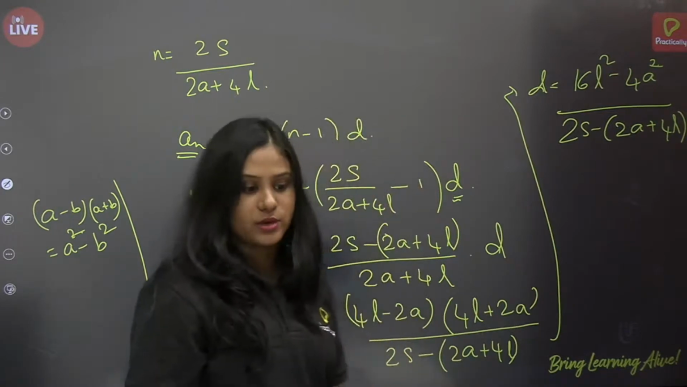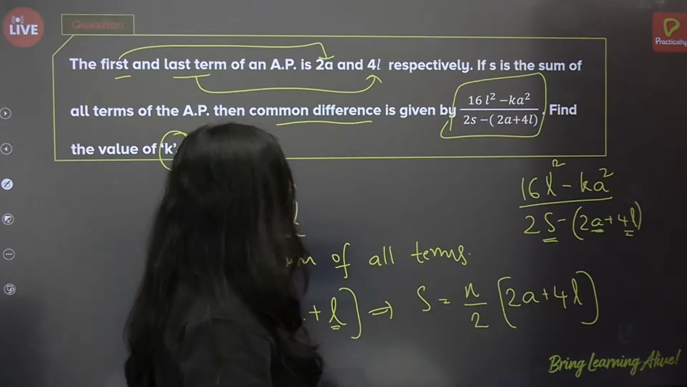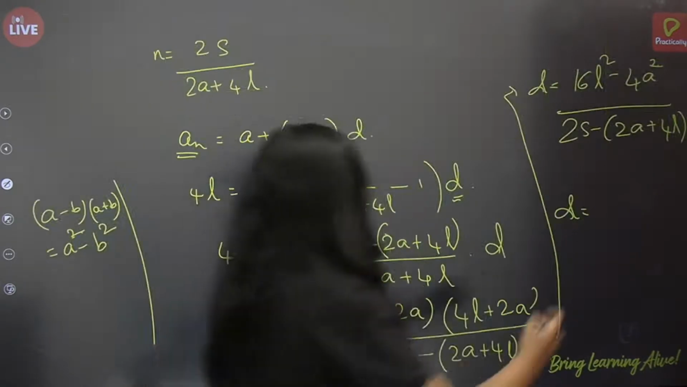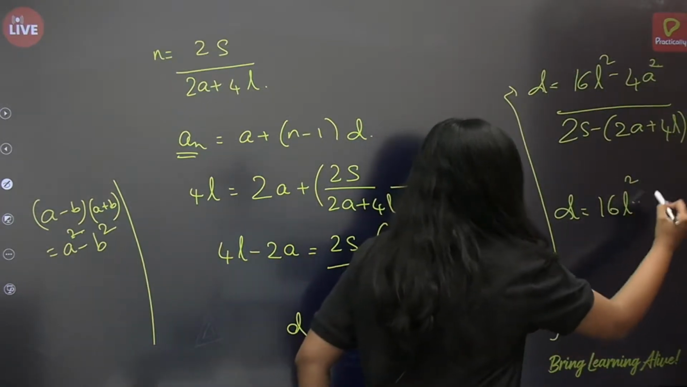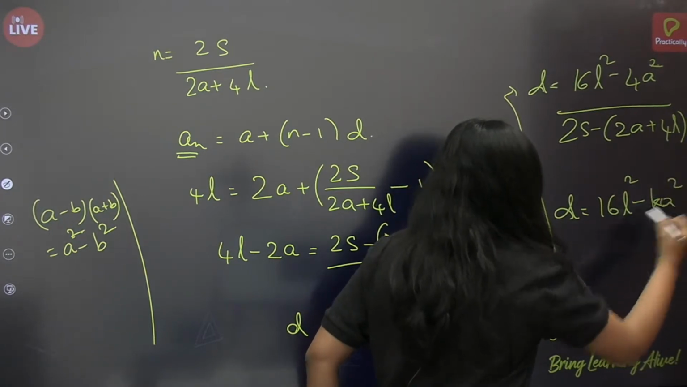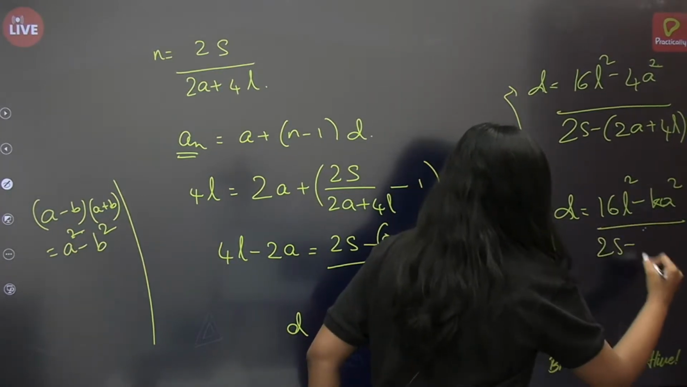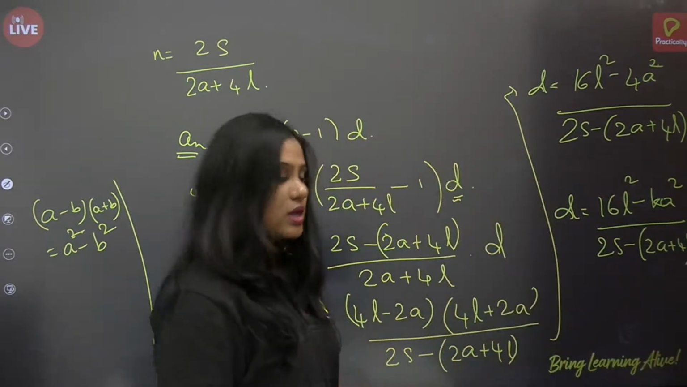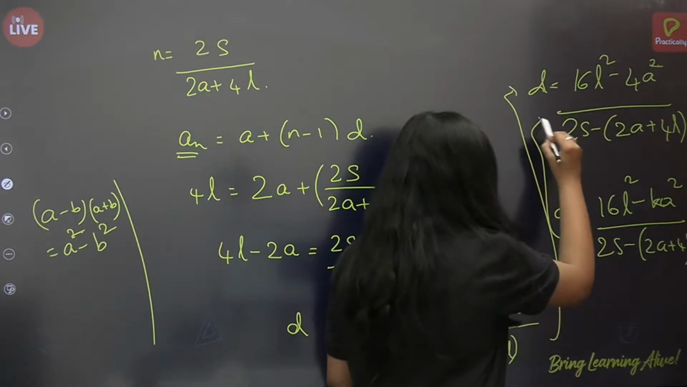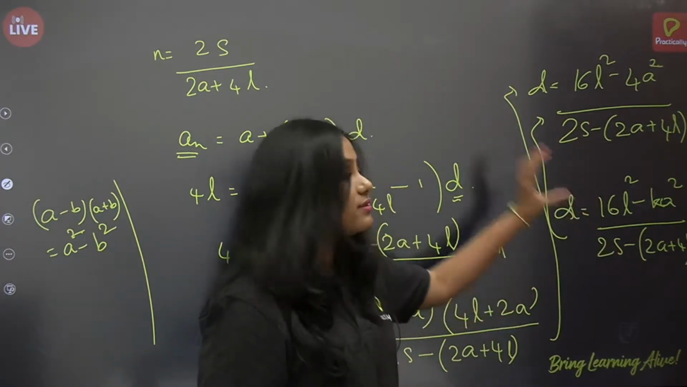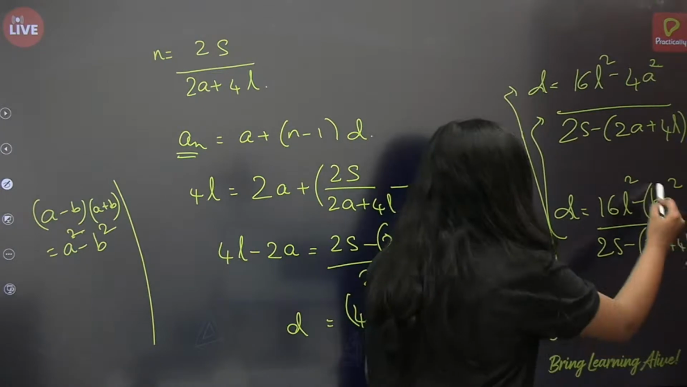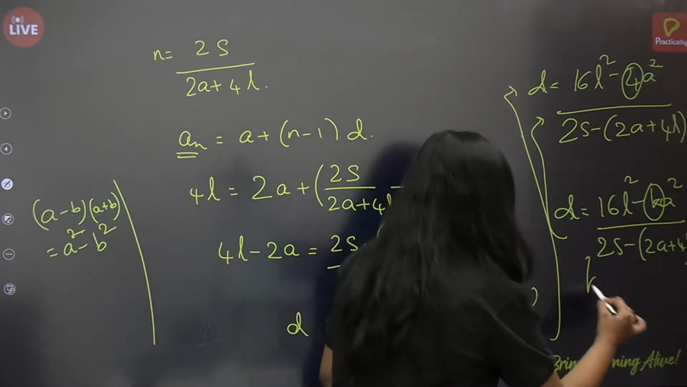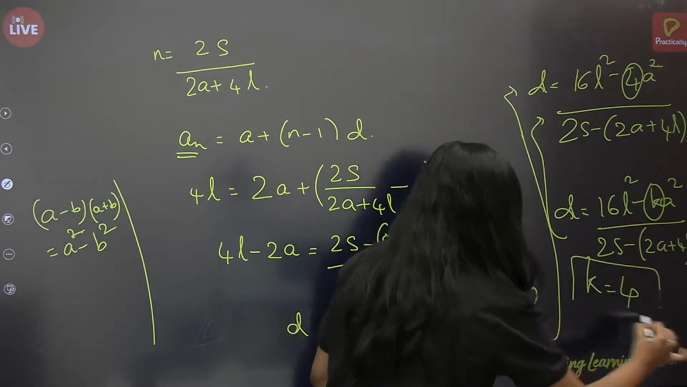Let me stop here. Why? Because what is d given to us? The value of d given to us is 16l square minus ka square by 2s minus 2a plus 4l. Correct? So, if you see both, the value they have given and the value we got, can we find the k value from here? Of course, yes. K equals 4 is the value.